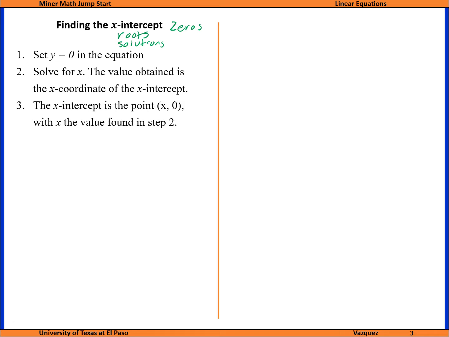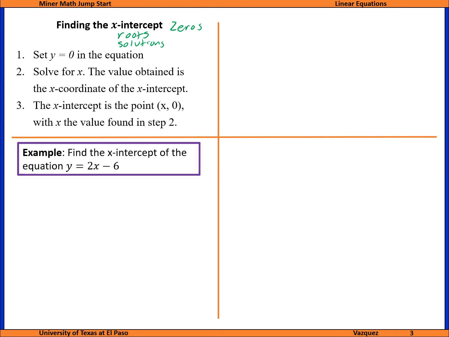And then our x-intercept will be the point x comma 0, right? And x is the value found in step 2. But what use is this if we don't have an example? So let's go ahead and go over an example, and then we'll follow along the steps, right? Let's not get too intimidated.